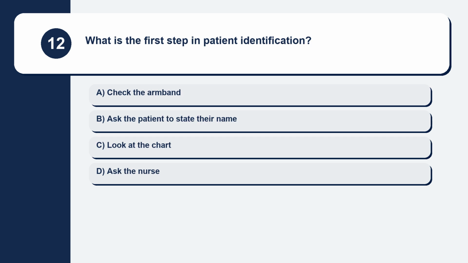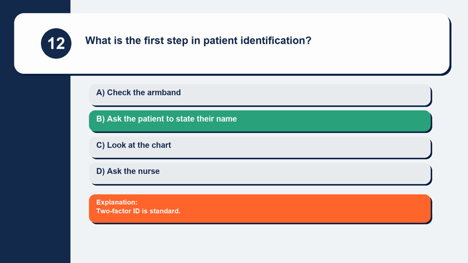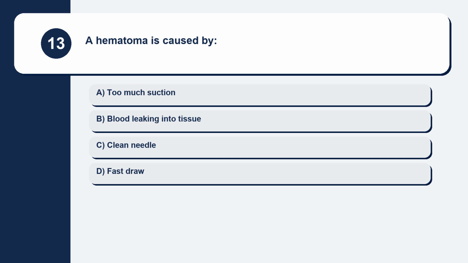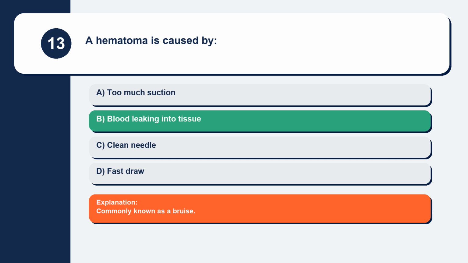Question 12. What is the first step in patient identification? Check the armband. Ask the patient to state their name. Look at the chart. Ask the nurse. Two-factor ID is standard. Question 13. A hematoma is caused by too much suction, blood leaking into tissue, clean needle, fast draw. Commonly known as a bruise.